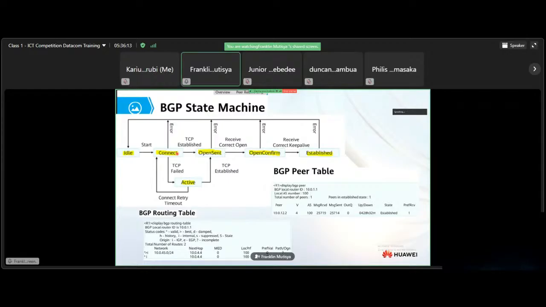If the TCP connection fails, we transition to the active state. Active means that the TCP negotiations failed and we are reattempting to reconnect again. If the TCP connection is established, we transition to open send. During open send, this is where we send open packets.